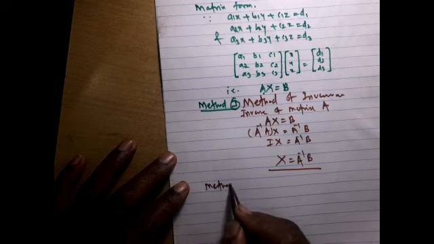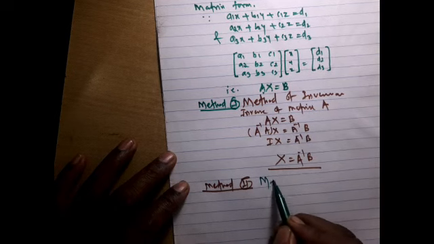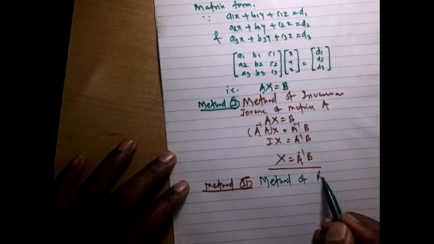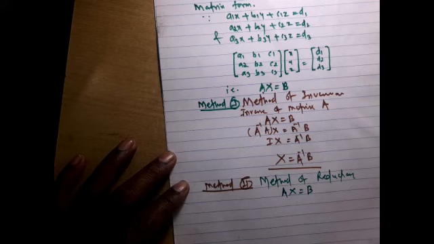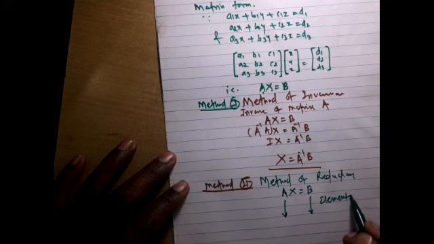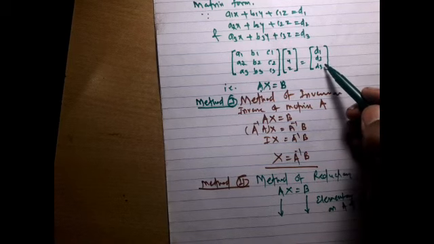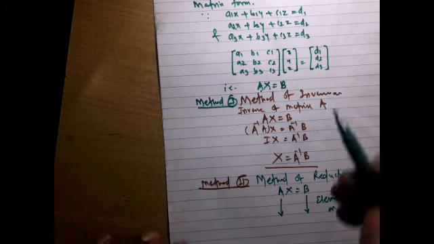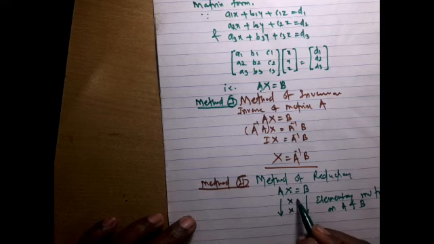Now method number 2, that is method of reduction. You know this equation AX is equal to B. Perform elementary row transformation on A and B. Because the matrix B is a column matrix, there is only one column, so here we cannot perform the column transformations. The variable matrix X will remain unchanged. There will be no change on this matrix.